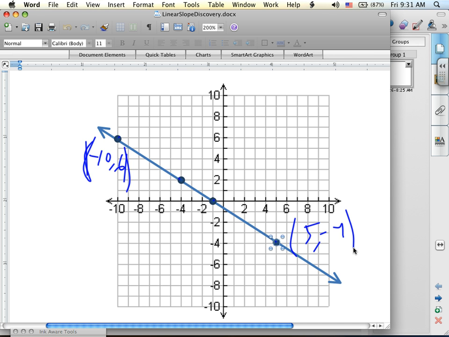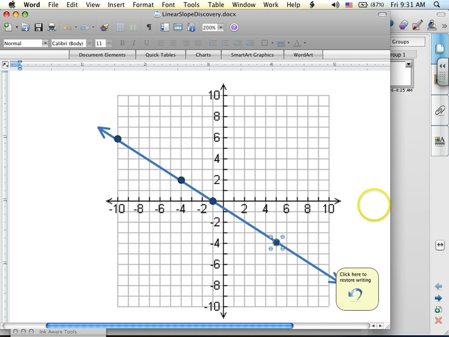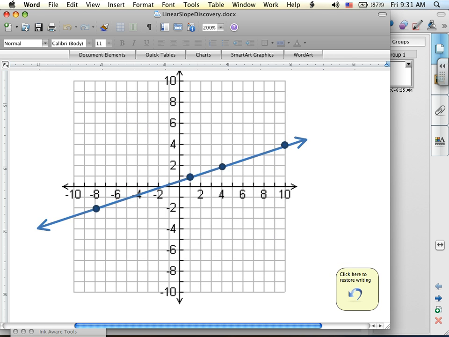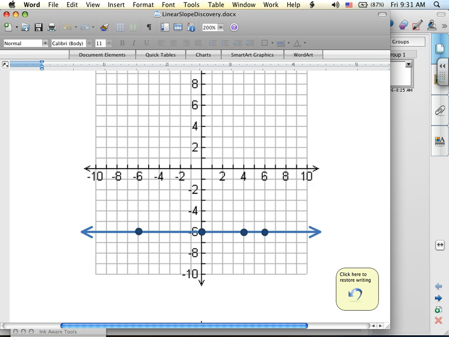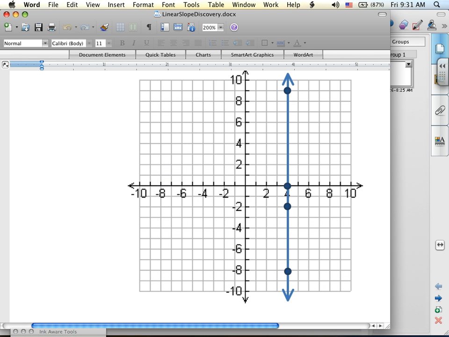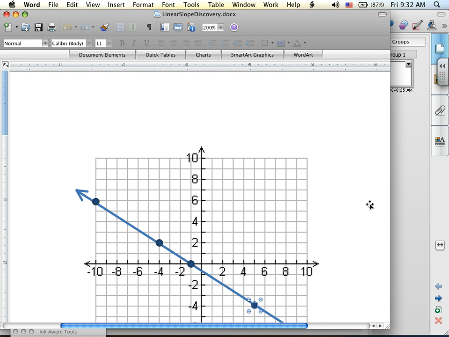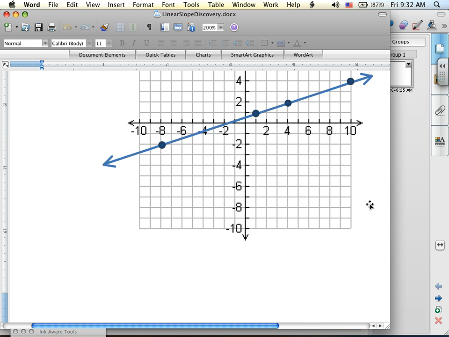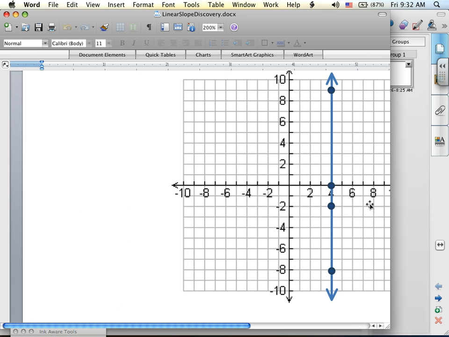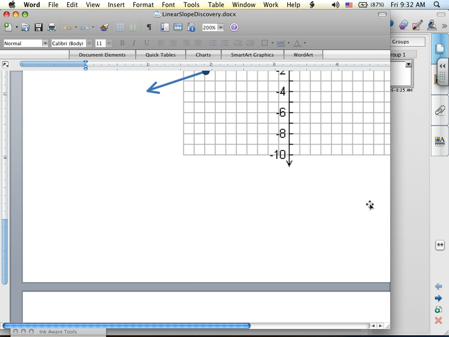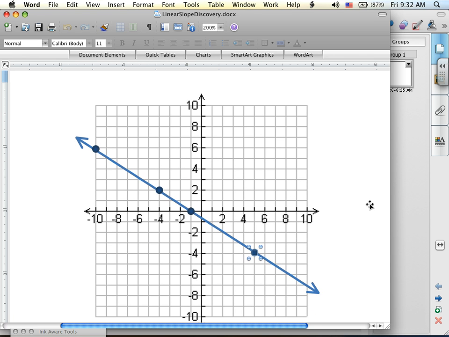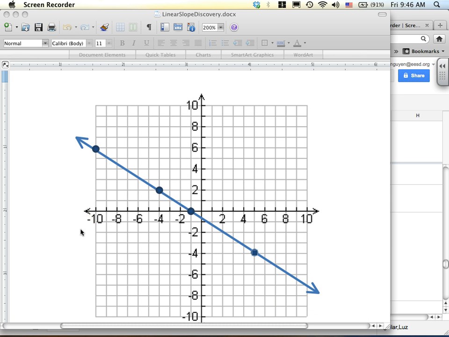So here's the next problem that you see. Here's another one. Here's another one. So I want you to find the slopes, 2 slopes for each line. Use 2 different sets of points. And once we're done, we'll have a brief discussion on this to see what you discovered. Be very careful with the flat line and the vertical line, horizontal, vertical. I want you to see what you have. All right.